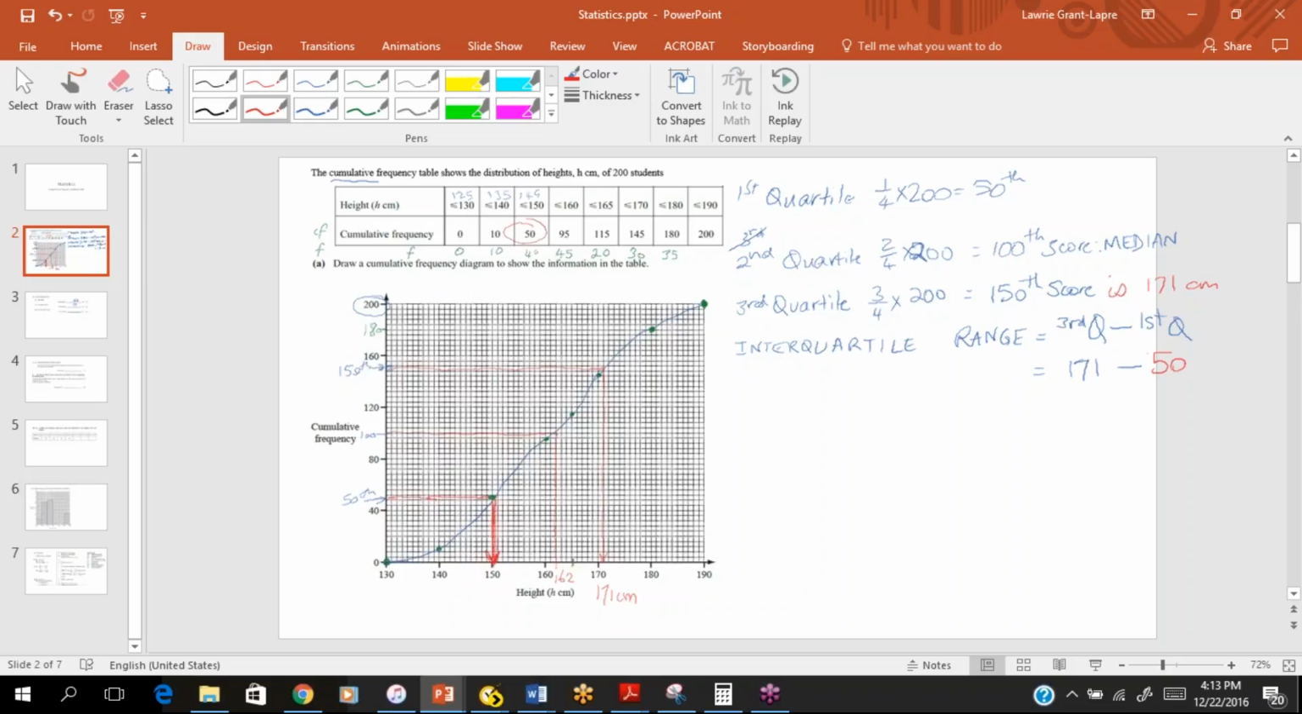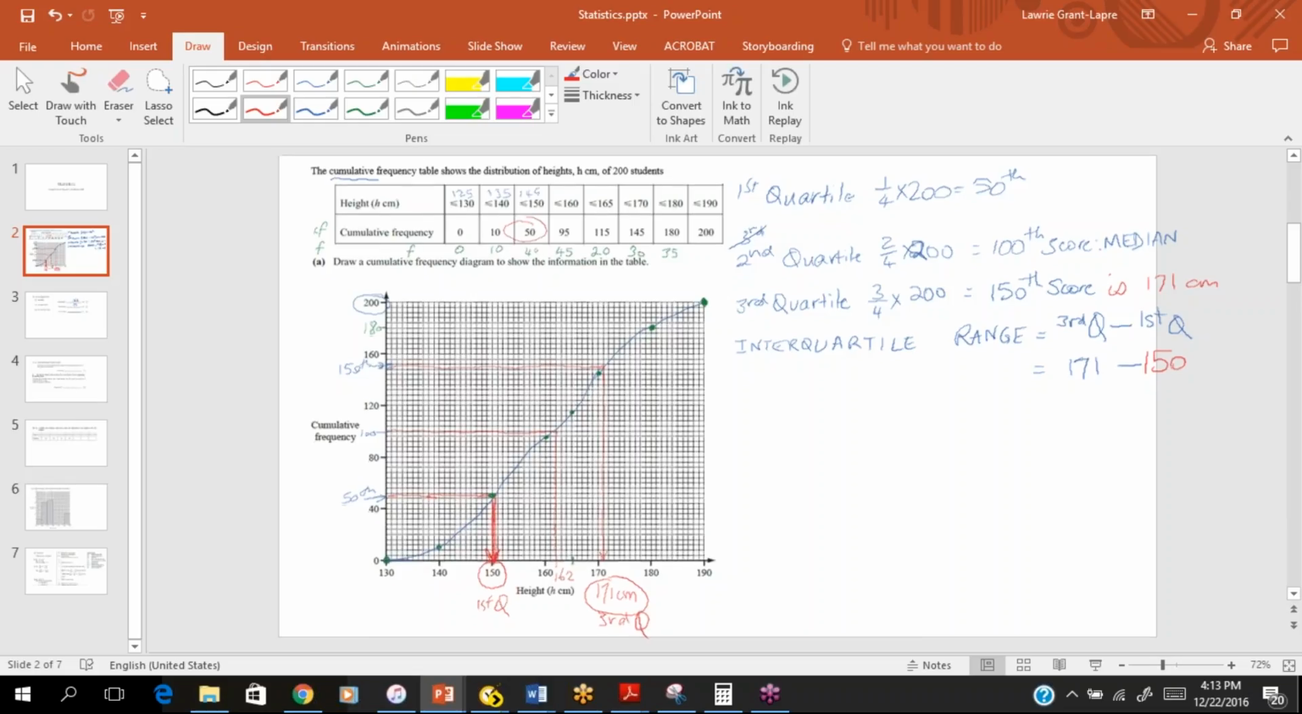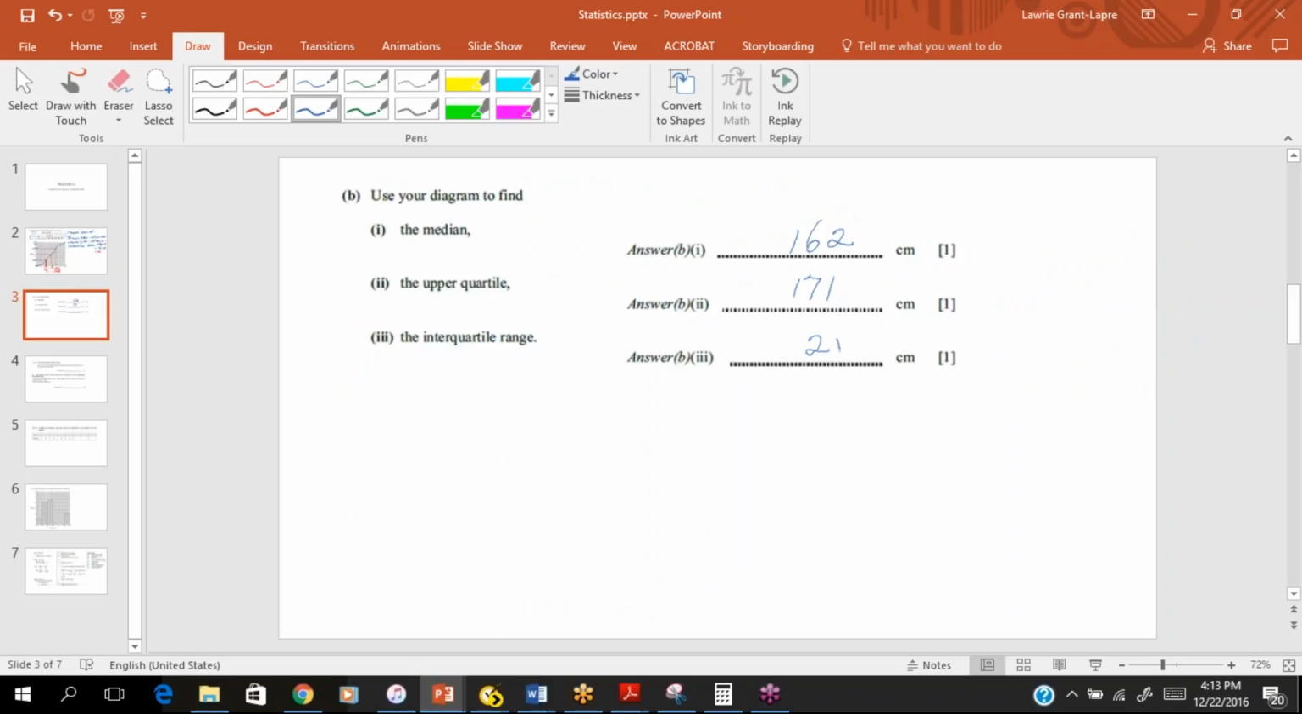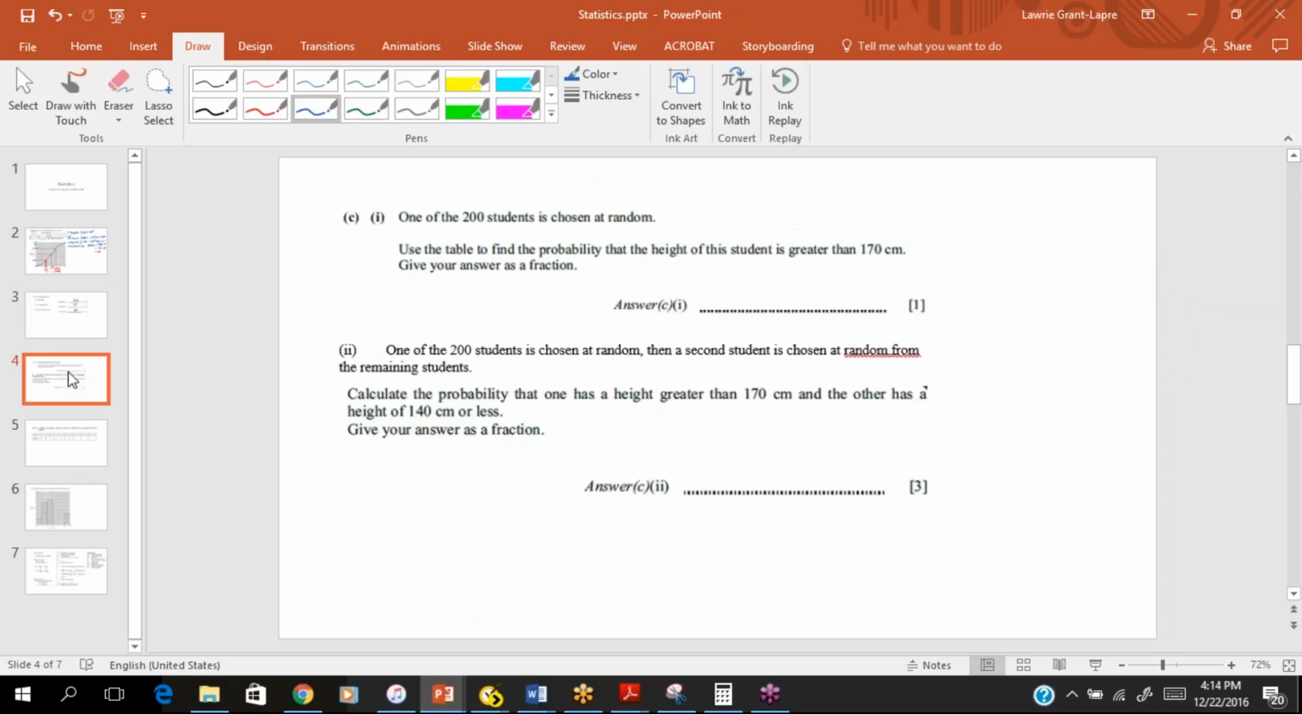Whoops. The 50th score is 150 centimeters. Get that right? That's the first quartile, and that's the third quartile, and the interquartile range is the distance between 150 and 171, and that is 21. So we'll fill in the number 21 centimeters. That's the interquartile range.